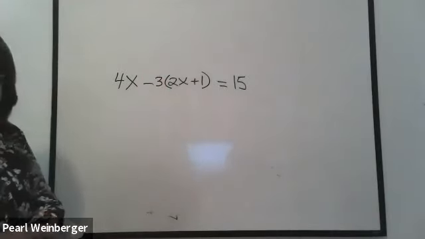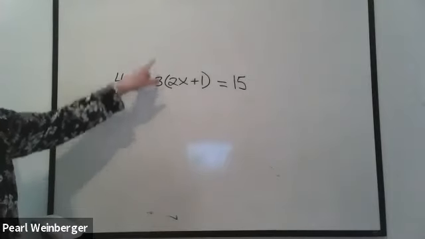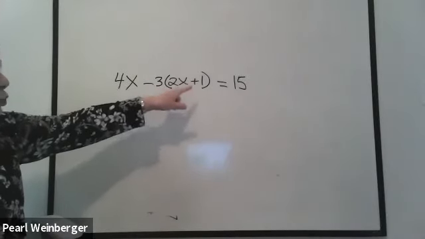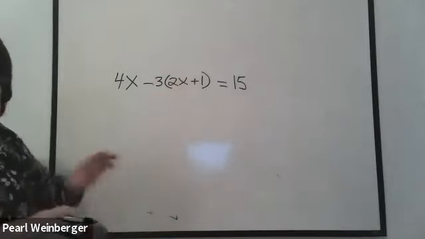Can everybody read that? It says 4x minus 3, parentheses, 2x plus 1, close parentheses, equals 15.